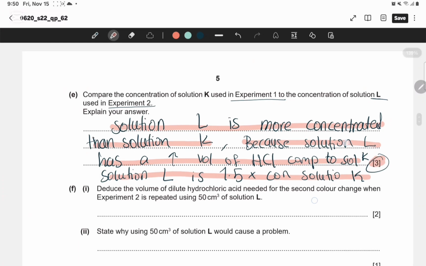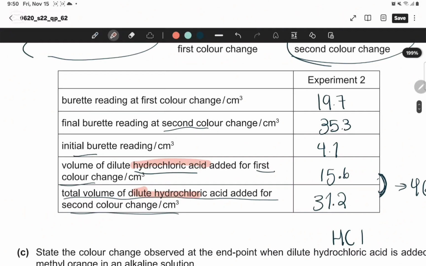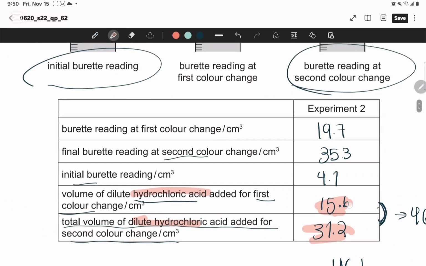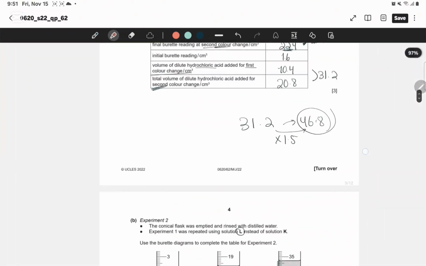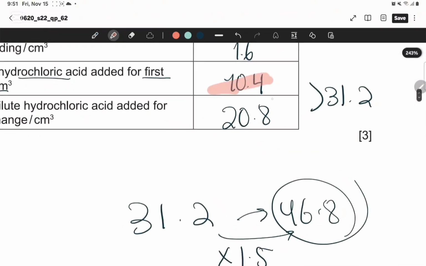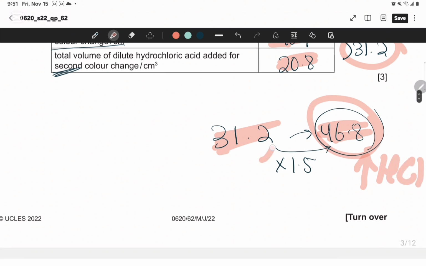Now let me explain again. First thing we're gonna do is add the volumes of hydrochloric acid that we got here. So these 2. We're gonna get, for the second experiment, 46.8. And for the first experiment, when you add these 2, we're gonna get 31.2. And then if we compare these 2, we can see that the second experiment has a higher concentration of HCl compared to experiment 1.